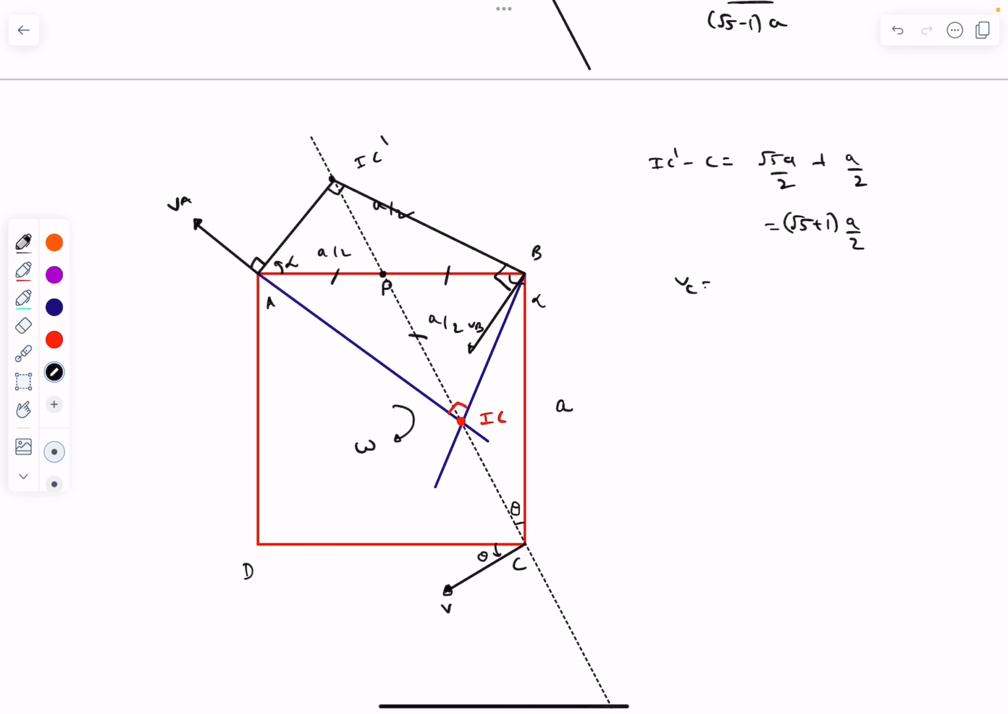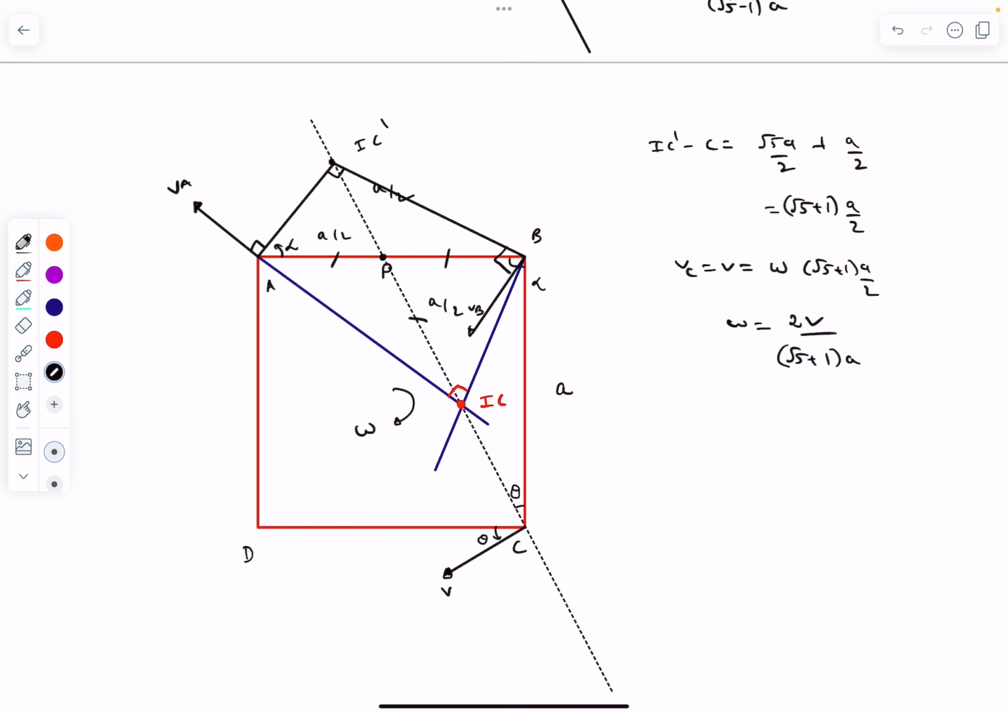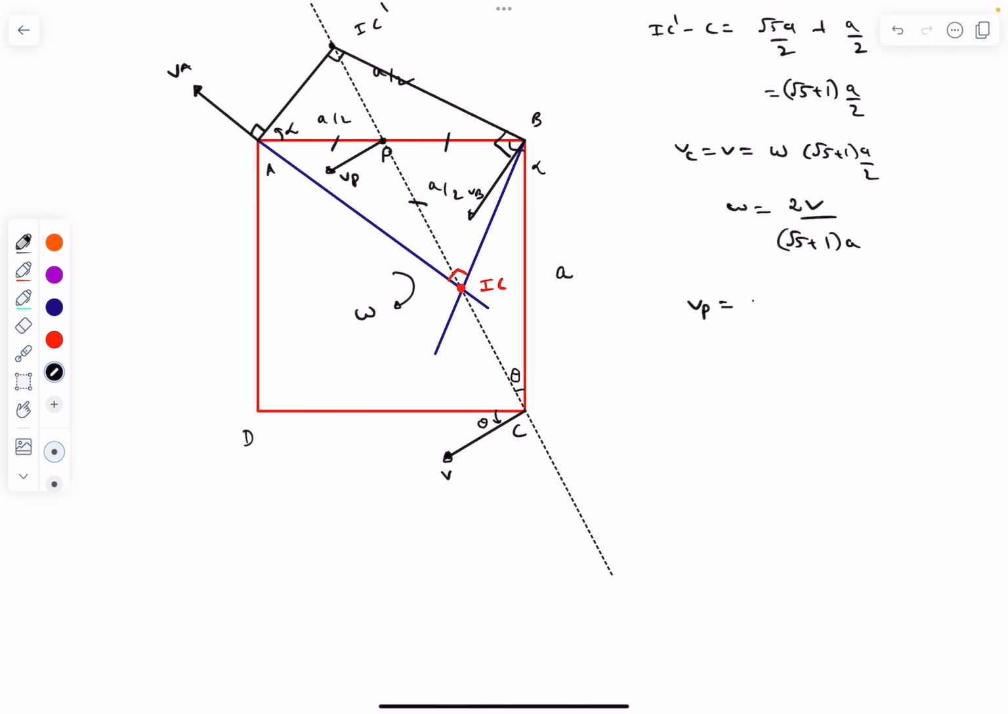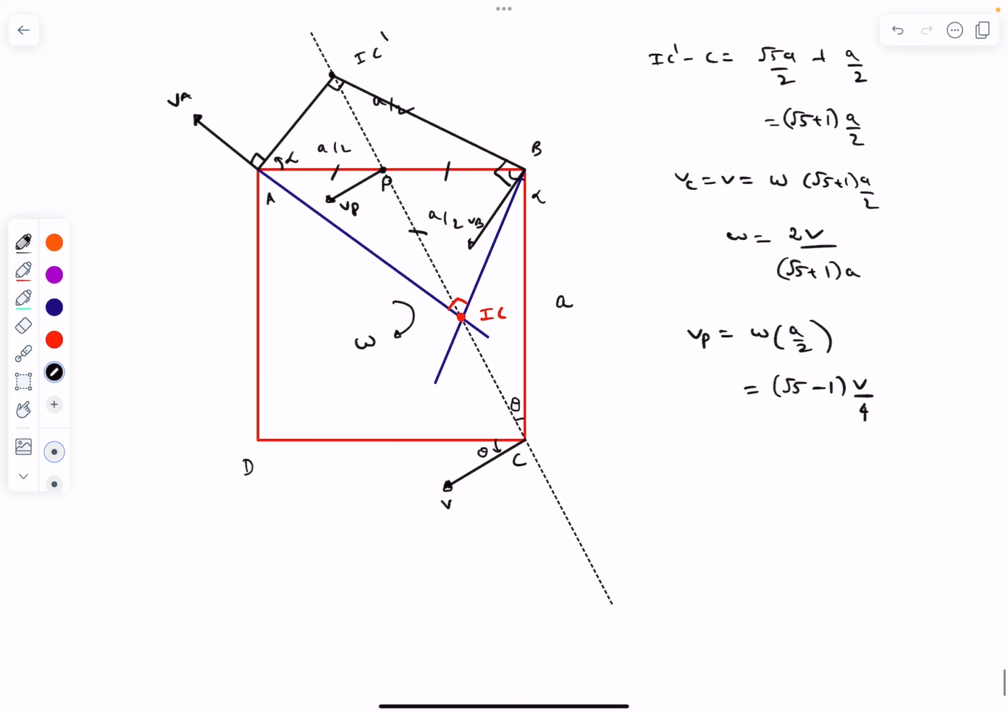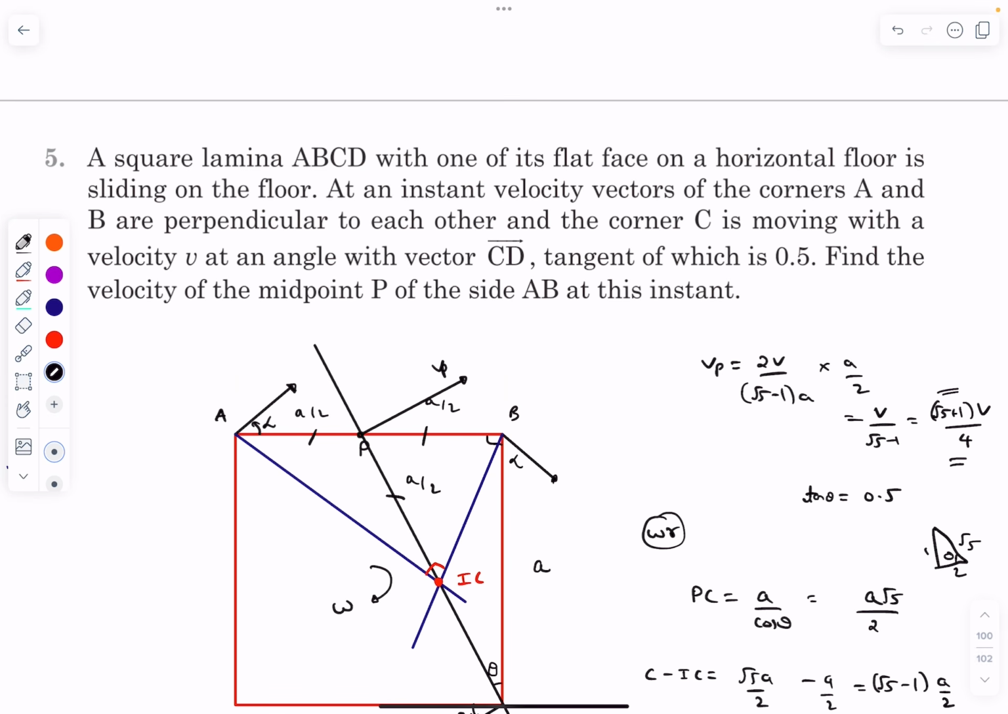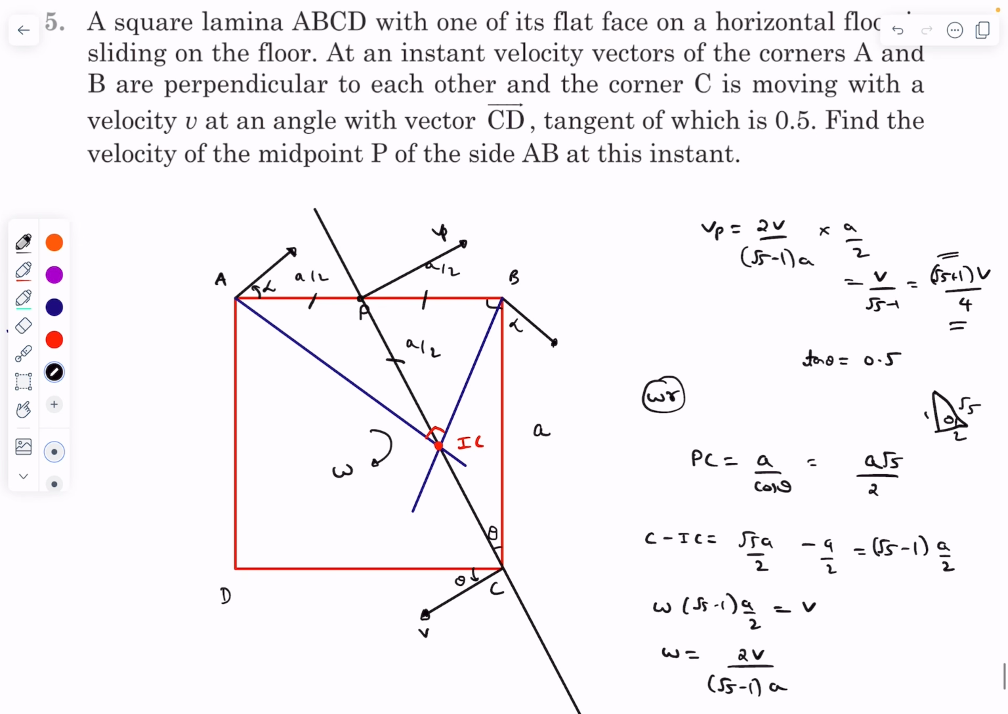Okay, so now VC is given to be V, which is equal to omega multiplied by root 5 plus 1 A by 2. So from here omega turns out to be V divided by root 5 plus 1 A divided by 2. And now all we have to do is multiply by the distance IC dash P to get the velocity of point P. So the velocity of point P will be omega times A by 2. If you do this, you'll get the answer as root 5 minus 1 V divided by 4. So the two possibilities are root 5 minus 1 V by 4 and root 5 plus 1 V by 4. So that was the solution to this question.